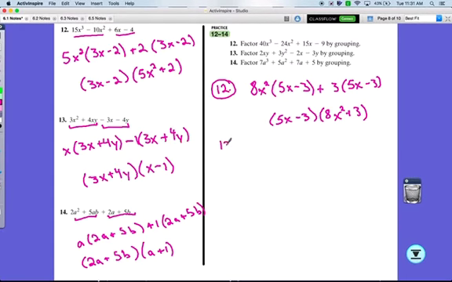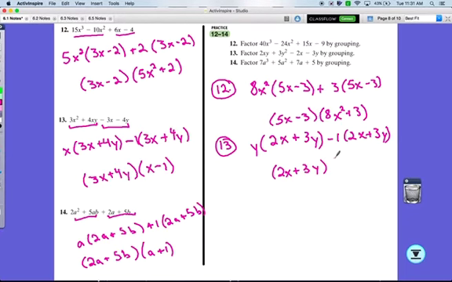All right, for 13, you can factor out a y, which would give me 2x plus 3y. You can factor out a negative 1, leaving me with 2x plus 3y. And then you're left with 2x plus 3y times the y minus 1.